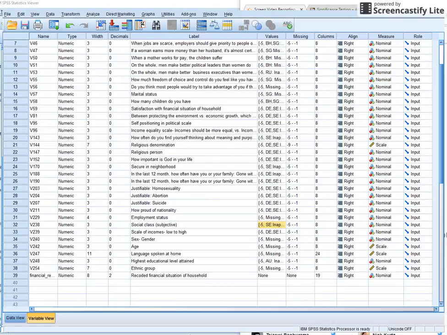Looks like upper middle class people answered a 7.5 on that scale, versus working class people who answered a 5.6 on that scale. Remember, lower scores were more dissatisfied. So in fact, working class people are more dissatisfied with the financial situation of their household.